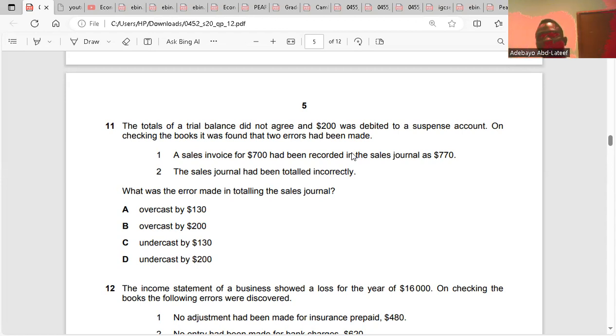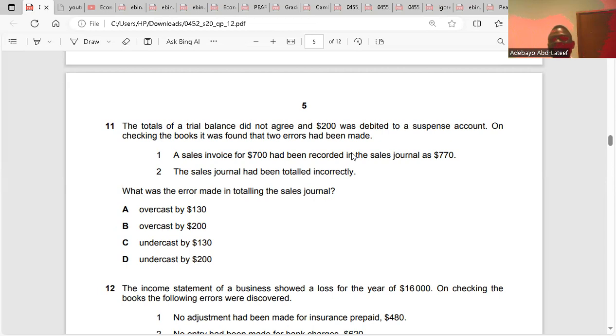The sales journal was overcasted by $70. But based on the analysis, they said the whole account in the sales journal was totally incorrect. So if it is totally incorrect, that means the 200 we put in suspense comes from the sales account. Do you get it? So there are other errors that would have occurred through the sales account, not only this transaction.